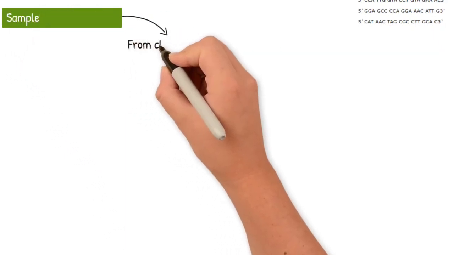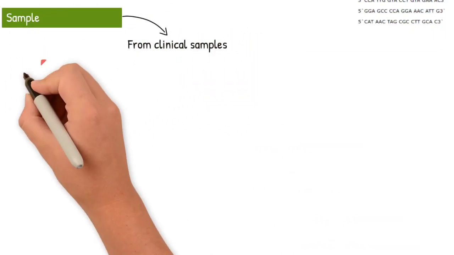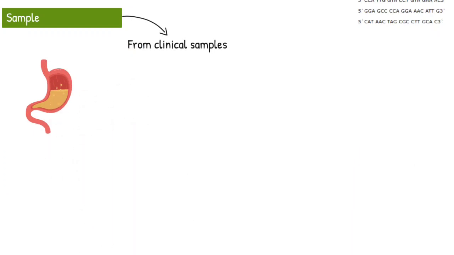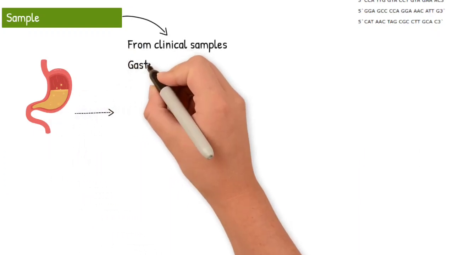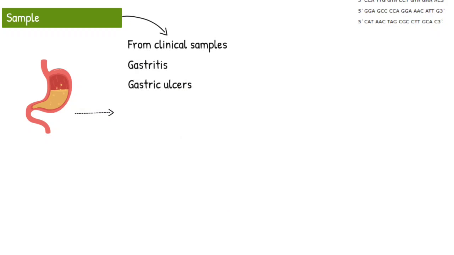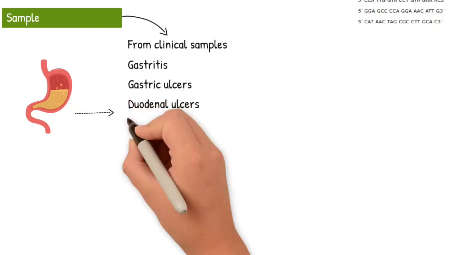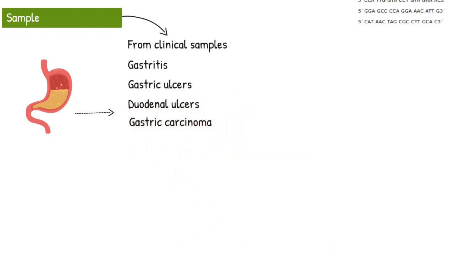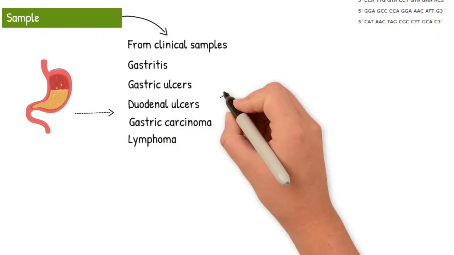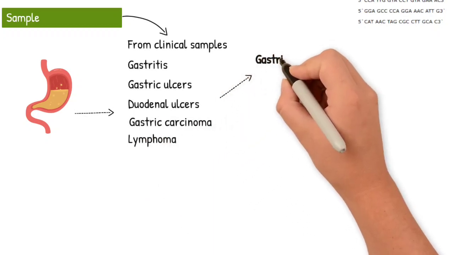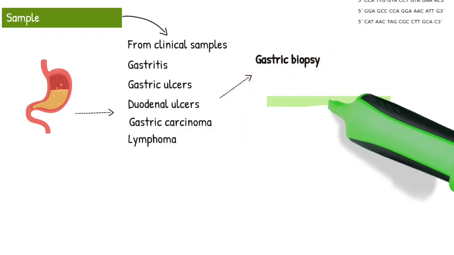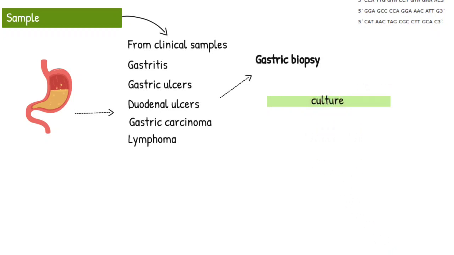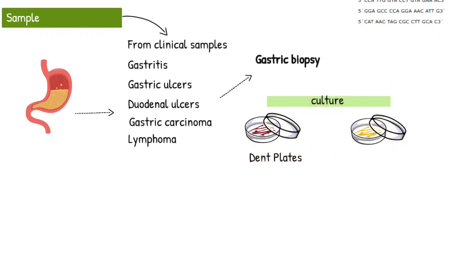The sample for the test is obtained from clinical samples, which are grouped into isolates from patients with gastritis, gastric ulcers, duodenal ulcers, gastric carcinoma, and lymphoma. The sample is obtained through a gastric biopsy. From this sample, cultures are carried out on dent plates and BHA agar.